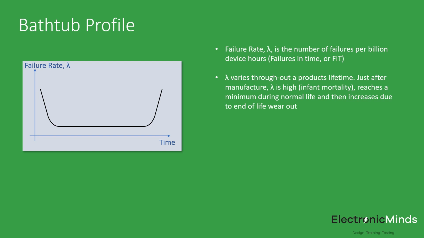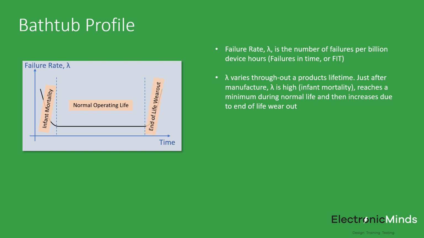Just after manufacture, the failure rate is high due to infant mortality, with most manufacturers preventing these failures reaching the field by undertaking product burn-in. This prevents faulty units reaching the field in the first place. During normal operating life, lambda reaches a roughly constant level, which represents normal failure mechanisms.